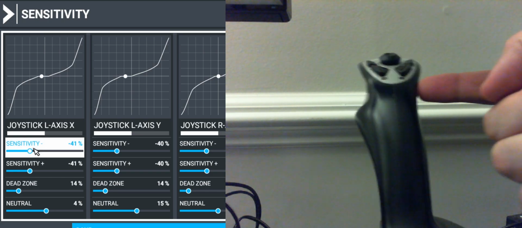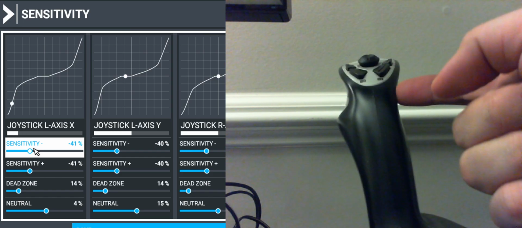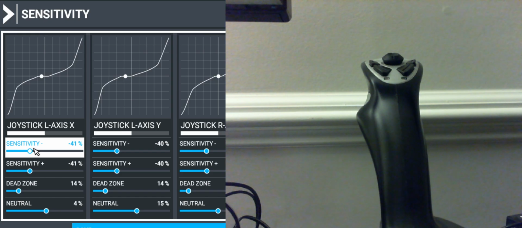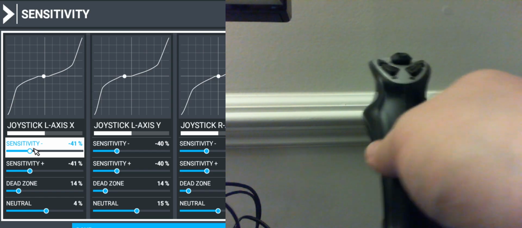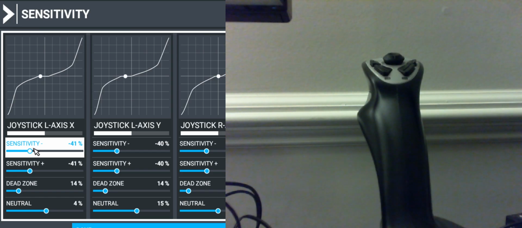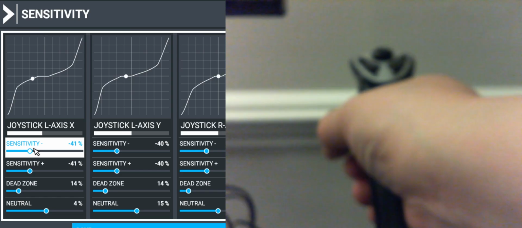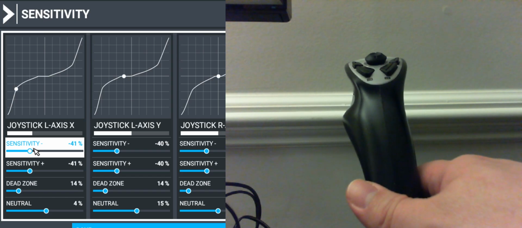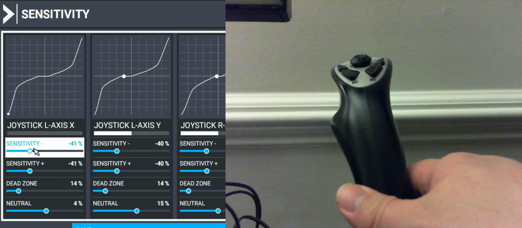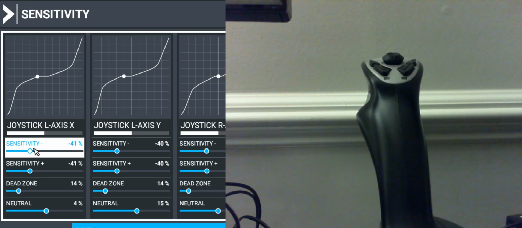So sensitivity determines how much of a physical input translates to a response in the game. It defaults at zero. If you feel like the controls are too twitchy, you could bring sensitivity below zero like I have, so that the initial input is interpreted as a gentle touch to the controls, and then it gets more and more drastic as I move the stick towards its extremes. So that's sensitivity.